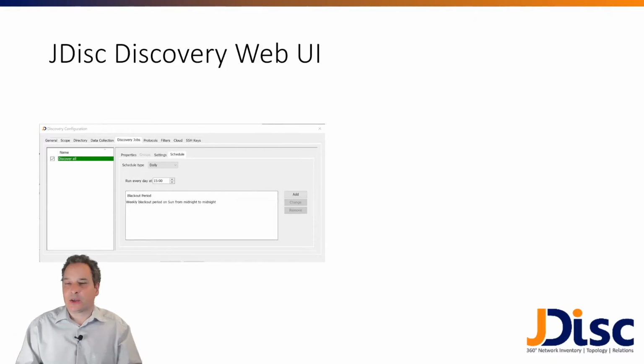JDisc Discovery is a great network discovery tool. It has a rich object model, a lot of devices that it can discover out of the box, and a very good data quality, which distinguishes it from other solutions in the market. At the moment it comes with a Windows client that allows you to configure the discovery process, run discovery jobs, but also do the reporting, find information, export information, etc.